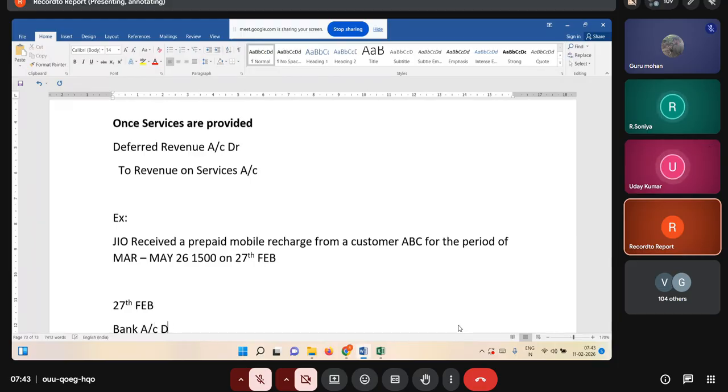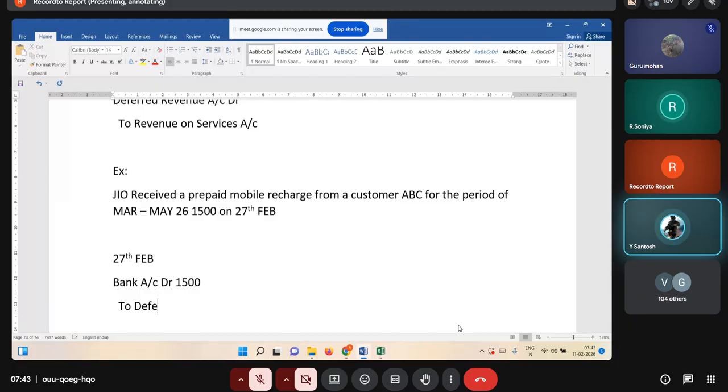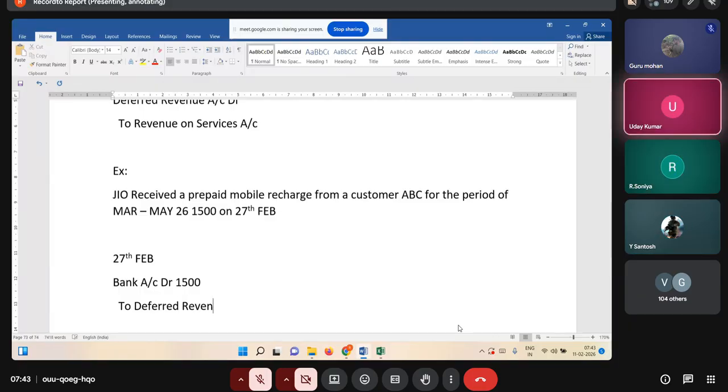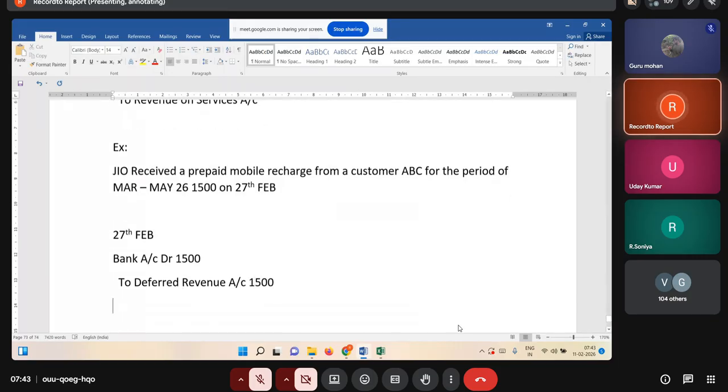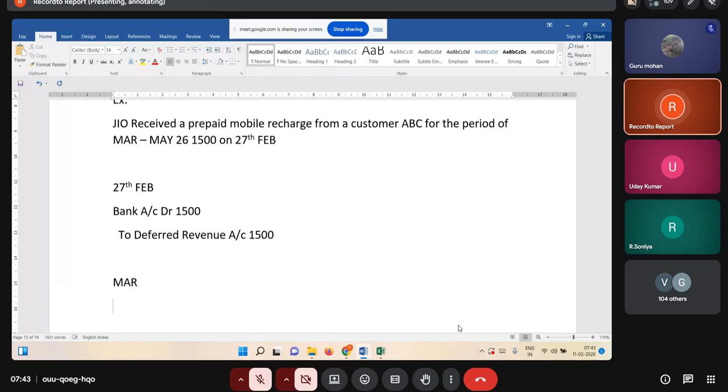Bank account debit to deferred revenue account, deferred revenue on prepaid mobile recharge. Okay, so what is the money? 1,500. So in the month of March, what is the entry that has to be recorded?